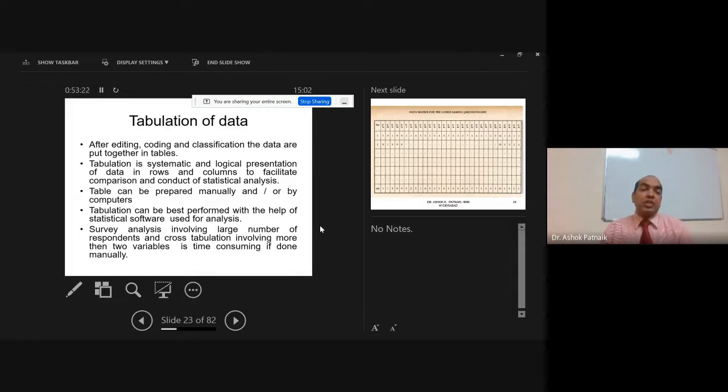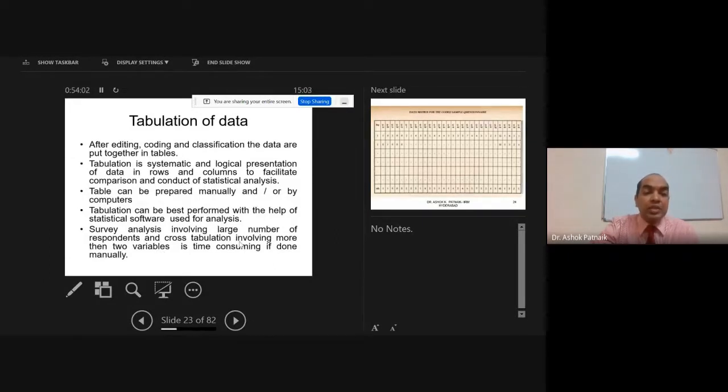Then tabulation. Generally, tabulation is in tabular form and is basically a non-statistical thing. It is a systematic and logical presentation of data in rows and columns to facilitate comparison and the conduct of statistical analysis. Tables can be prepared both manually and by computer, and can be best performed with the help of statistical software using different analyses. I'll show you some tables a little later, in the last part. But you can prepare tables manually or take the help of software packages.